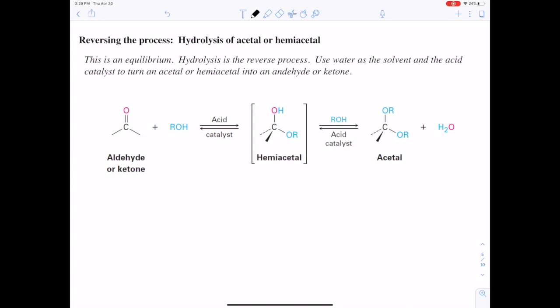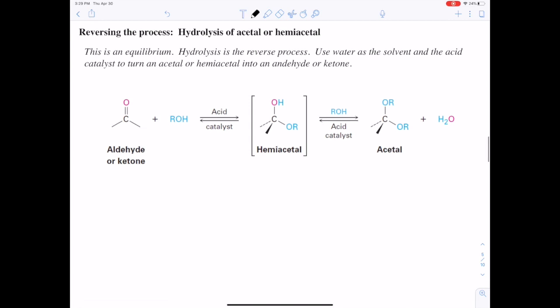Now, how do you reverse this? It's called hydrolysis. So when you want to go this way, you have alcohol probably as your solvent and a little acid catalyst. That'll push the equilibrium to the right. But if you want to go backwards, water is the solvent. And so the equilibrium will go in the reverse direction.